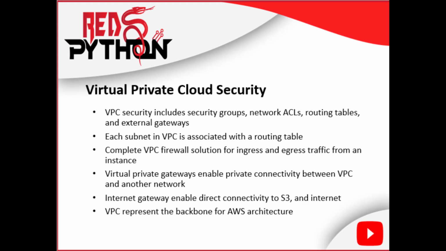VPC security includes security groups, network access control lists, routing tables, and external gateways. Each subnet within the VPC is associated with a routing table. A complete VPC firewall solution for incoming and outgoing traffic is there. If you want to connect more than one VPC, you can use virtual private gateways. Internet gateways enable you to directly connect VPC to S3 and to the internet. And as we said earlier, it's the backbone of the secure AWS architecture.